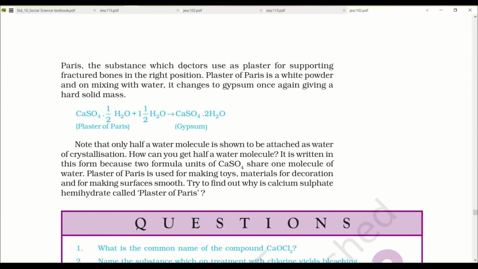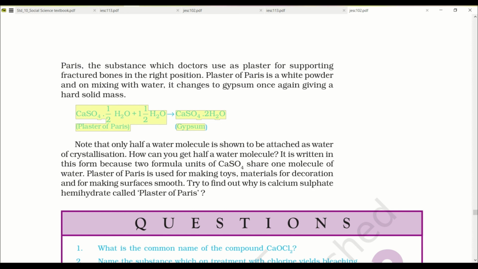The substance which doctors use as plaster for supporting a fractured bone in the right position. It is also used in home decorations, also used in making toys. Plaster of Paris is a white powder and on mixing with water it changes to gypsum, once again giving a hard solid mass. That is, when water is added to plaster of Paris, it becomes gypsum with a hard quality.